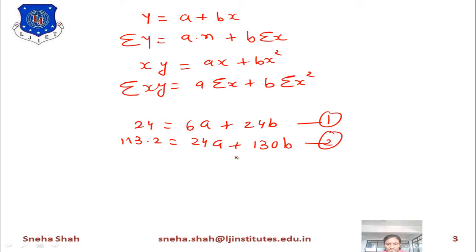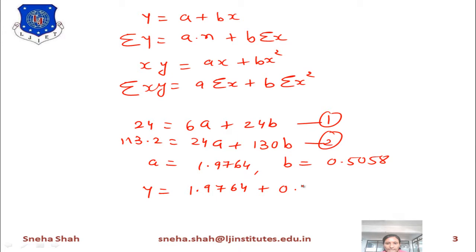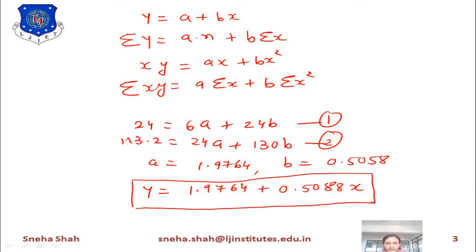So if I solve equations number 1 and 2, I can find out the values of a and b. The value of a equals 1.9764 and the value of b equals 0.5058. Now if I put these two values in this equation, then I can find out the value of y. Y equals 1.9764 plus the value of b, and if I put the value of b in this term, it will give you the answer as 0.5088x. So this is your final answer of the fitted line diagram.